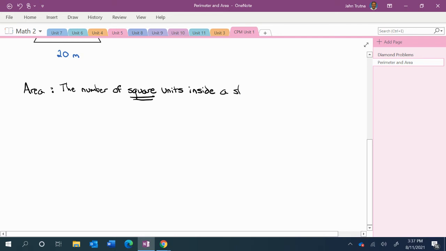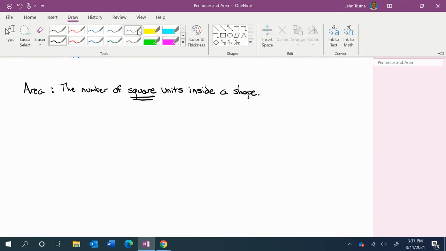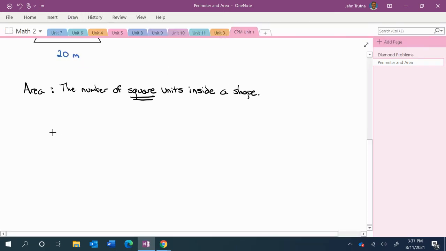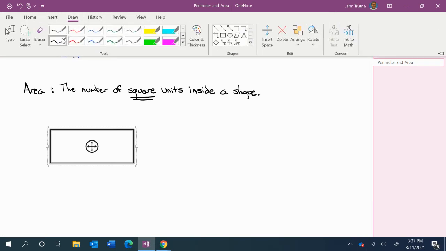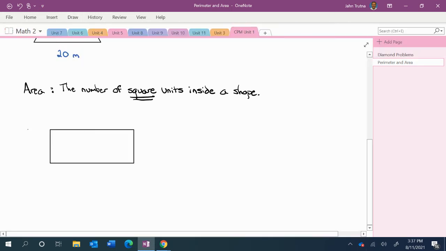Okay? So let's start with a very simple shape that we all recognize, a rectangle. All right, and here is my rectangle right here. And I want to find the area of this rectangle. Okay, so this would be number 4. This would be example 4 here. And I'm going to find the area of this rectangle.